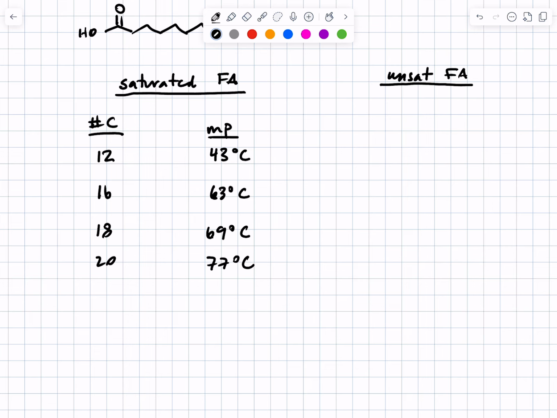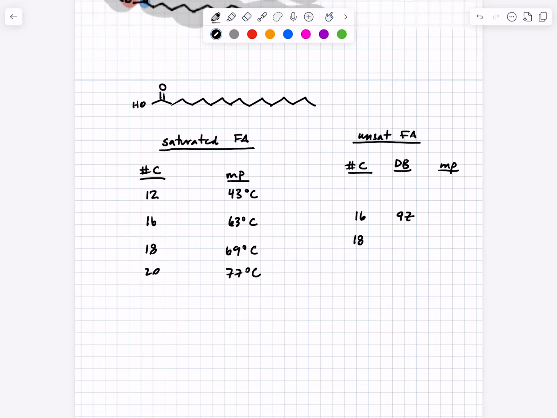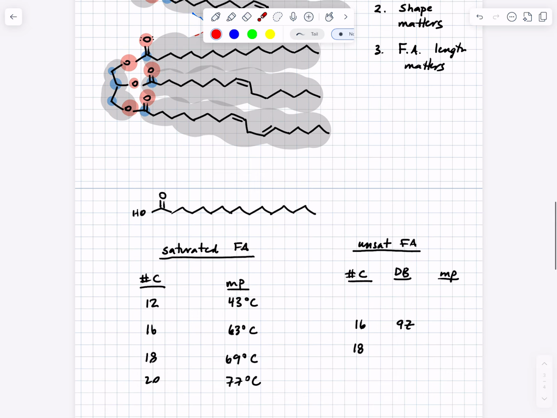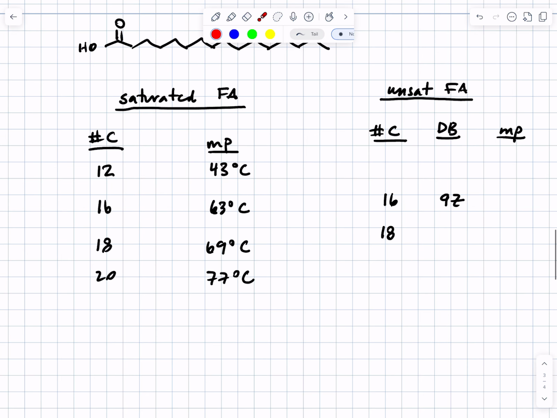Now, we're just going to do a couple of unsaturated fatty acids. I've got to tell you here where the double bond is and what its configuration is. We're just going to do 16 and 18. And I want you to see the dramatic change in melting temperature. So one double bond between carbons 9 and 10. That's this fatty acid right here in that triglyceride. The melting point drops from 63 degrees to 0.